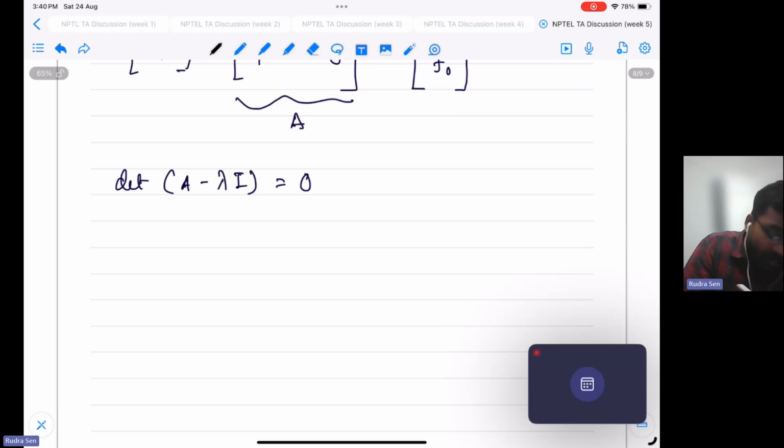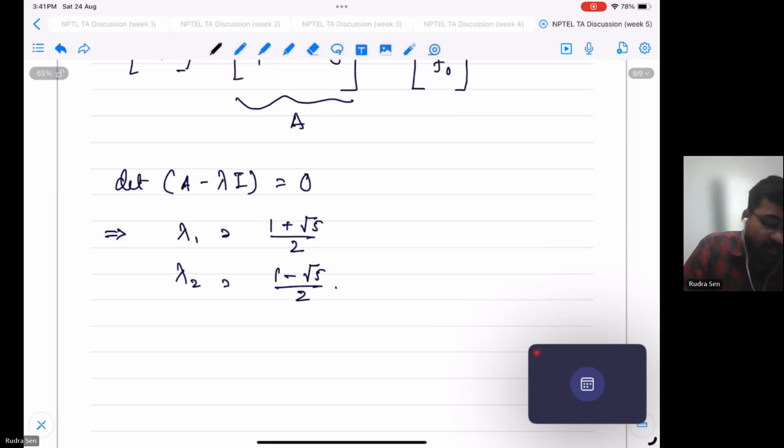So I'm not going into the detail of how to find eigenvalues because you all know how to find eigenvalues. So I'm just writing the answer. So what are the eigenvalues? Lambda 1 is basically (1 + root 5)/2, and lambda 2 is (1 - root 5)/2. These are the two eigenvalues that we get by solving this equation. Right?